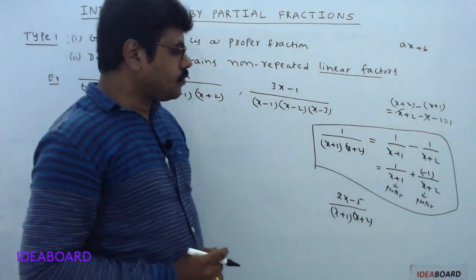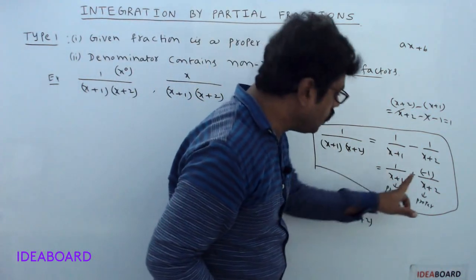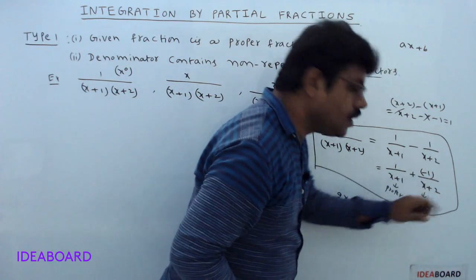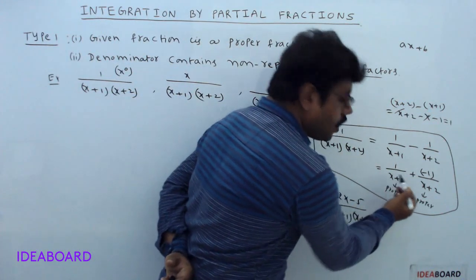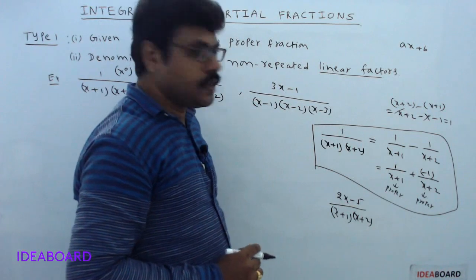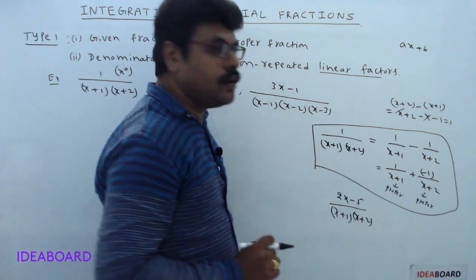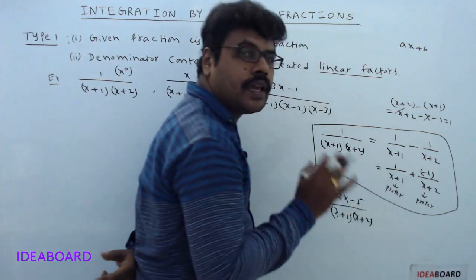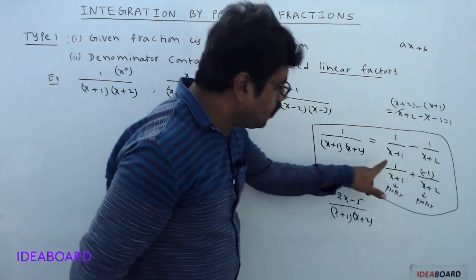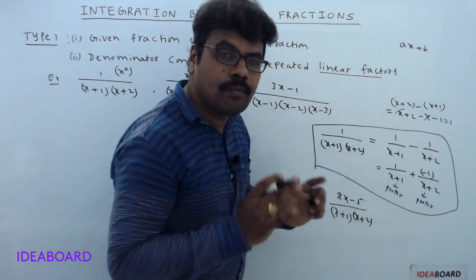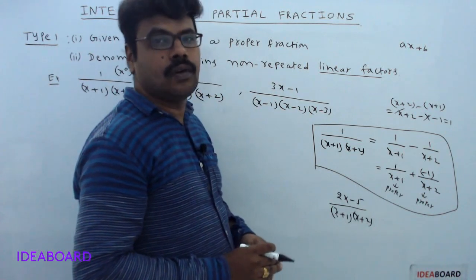Now see this one. 1 divided by (x plus 1)(x plus 2) equals 1 divided by (x plus 1) plus minus 1 divided by (x plus 2). Here x plus 1 is a polynomial of degree 1. This fraction represents a proper fraction only when the degree of the numerator is 0. We know that the degree of any constant term is 0.